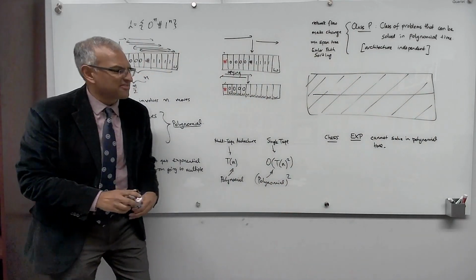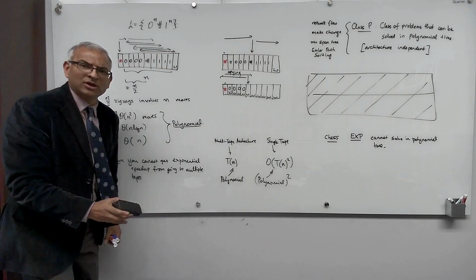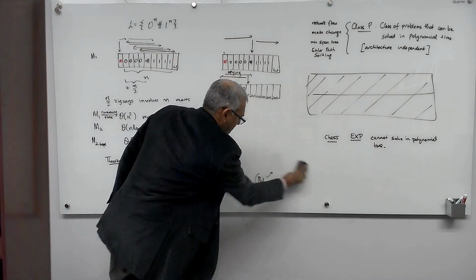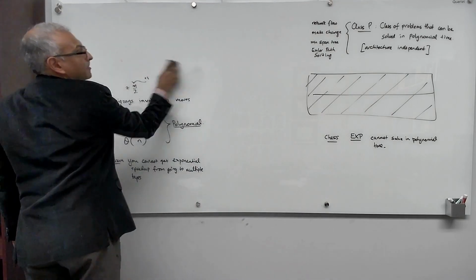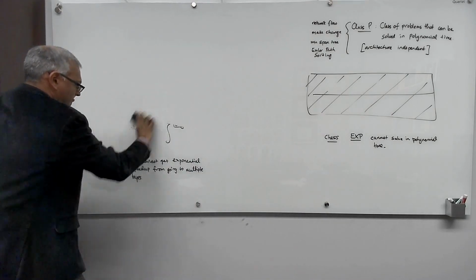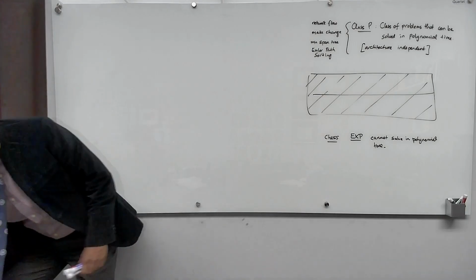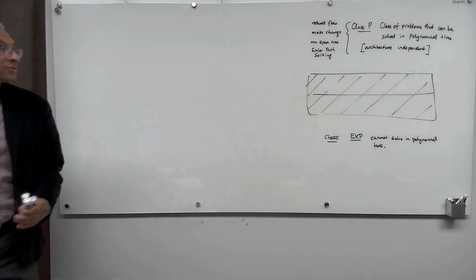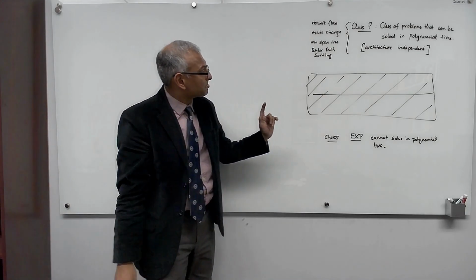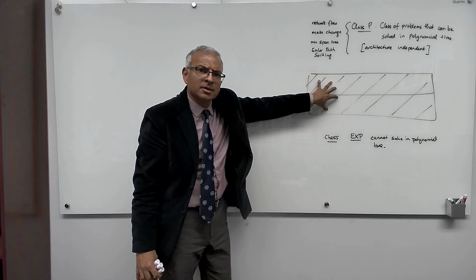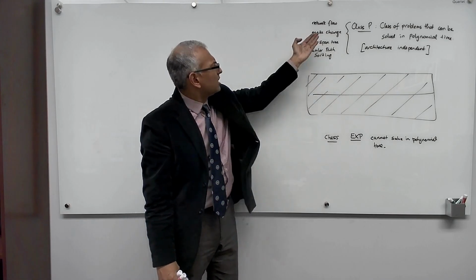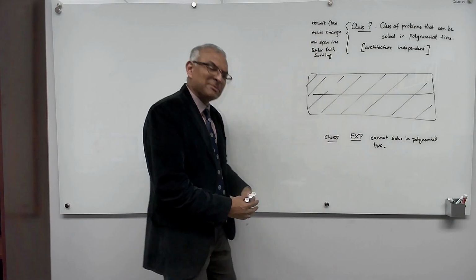And what do we mean by that? So that's what we're going to discuss. So, what are these problems in this fuzzy, thick region, which I'm saying that we don't know whether to put them in P or in EXP? Let me give you some examples.